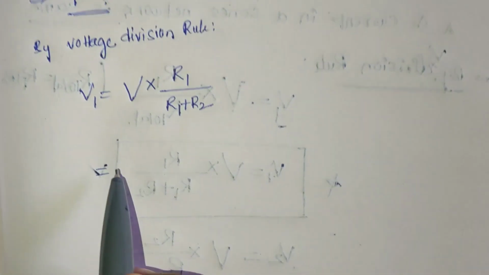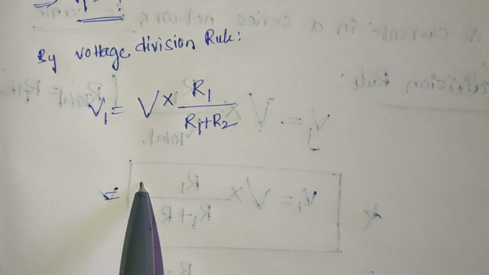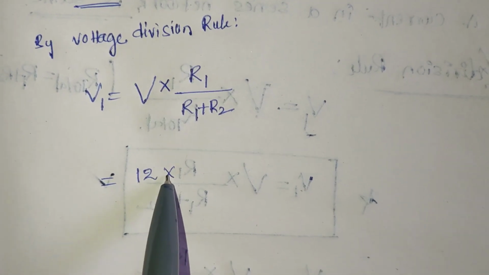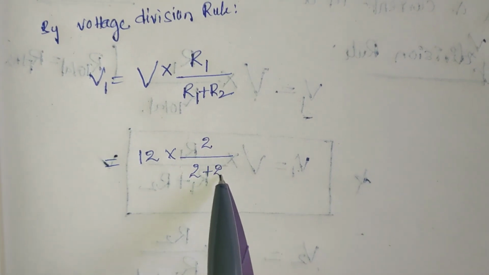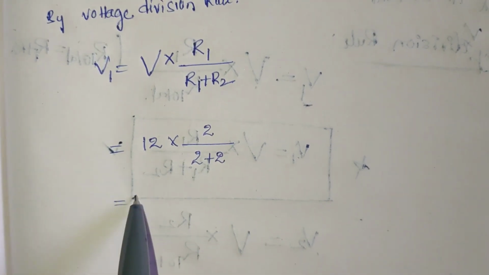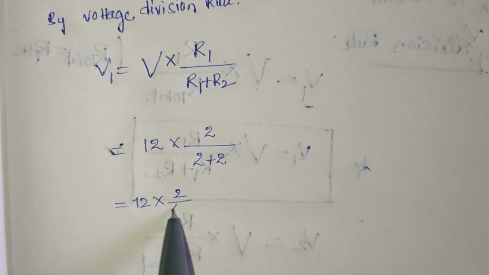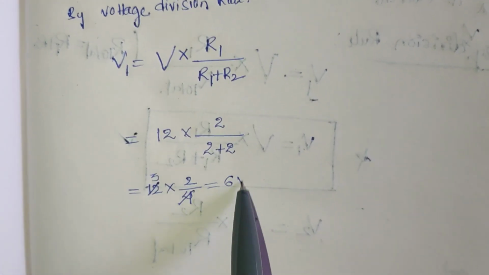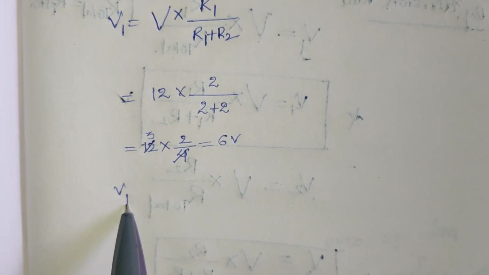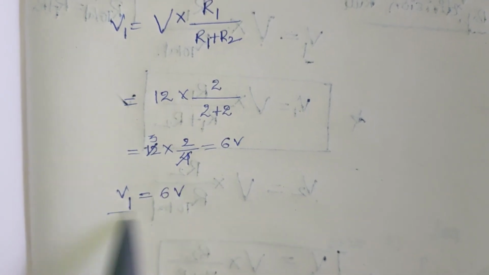I'm going to apply the division rule here. That will be the source voltage 12 times 2 by 4, because the resistances are the same. So how much is it? It is 12 into 2 by 4. You can cancel these, and that will be 6 volts. So the source voltage is 12 volts and V1 is 6 volts.